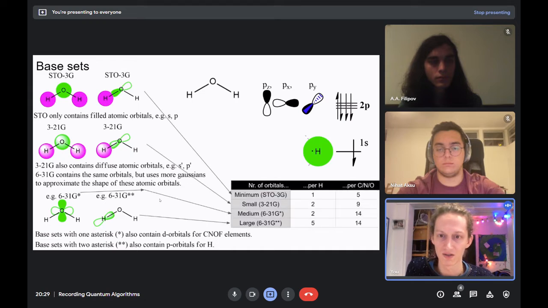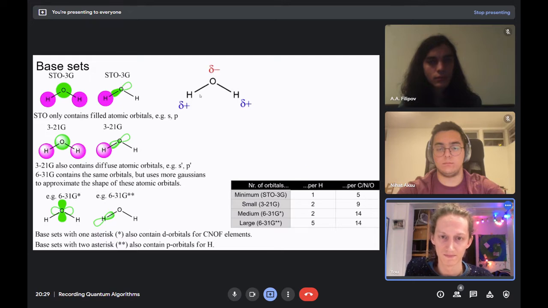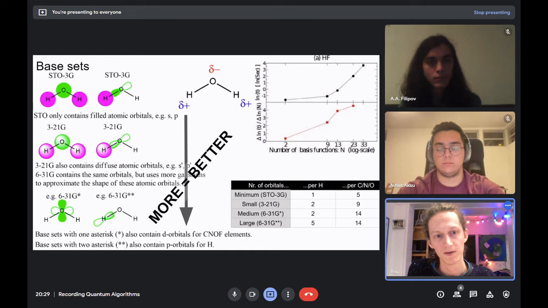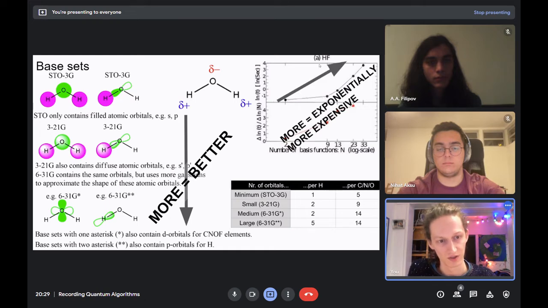And these are all the different basis sets, just to summarize, and these are the number of orbitals we get in these basis sets. And if we want to model our water molecule the best, then we have these dipoles. So if we include more orbitals, it's better for our calculation. But if we include more orbitals, it's also more expensive for our calculation.